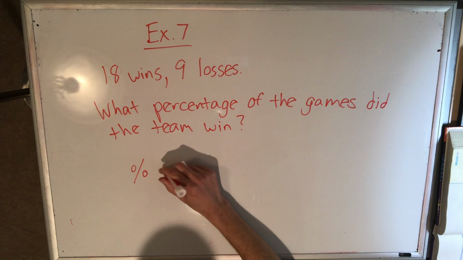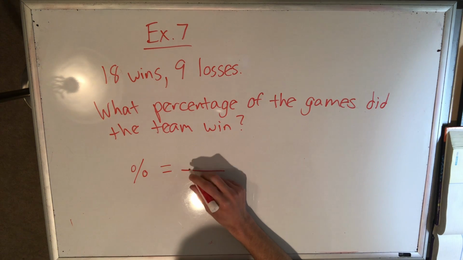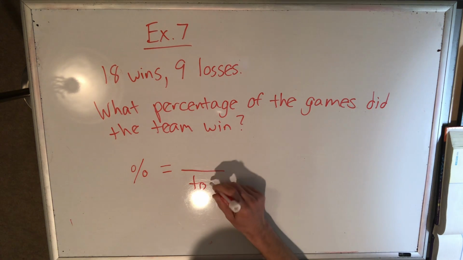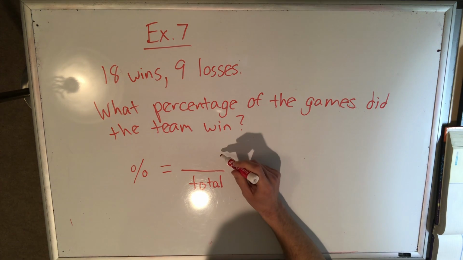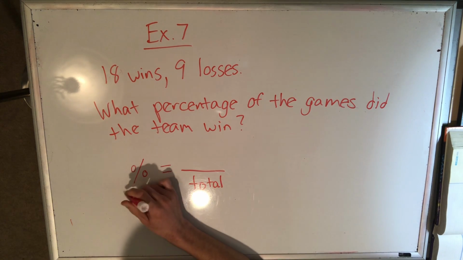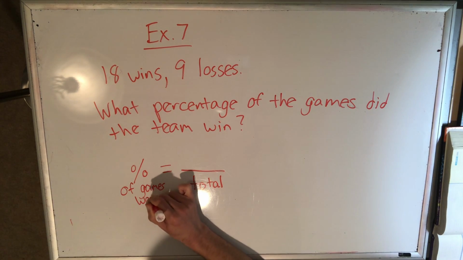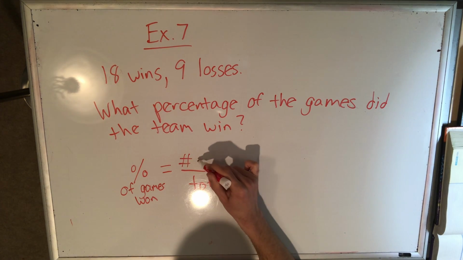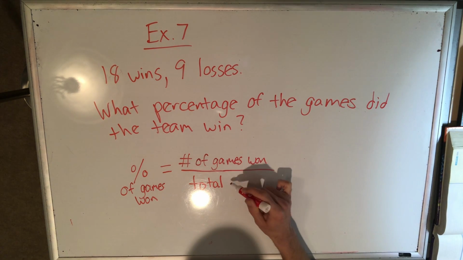So the percent of something is equal to the total in the bottom, and then at the top you have the number of what you're finding the percentage of. So if you're finding the percent of games won, it's equal to the number of games won. Hashtag means number, so number of games won over total number of games.